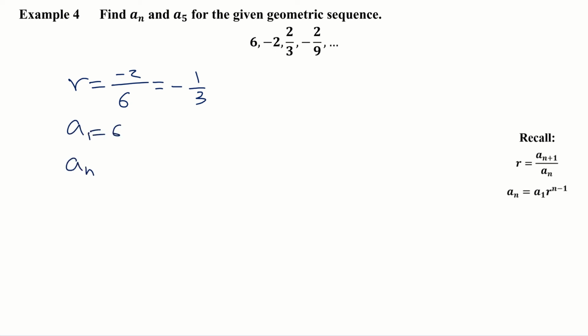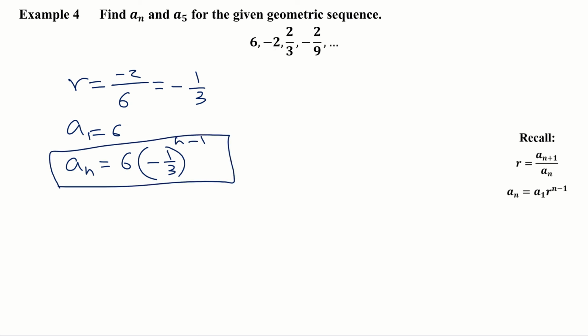We're ready to write the general term, an. That's going to be 6 times quantity -1/3 to the power of n minus 1. So there's our general term, or an, which is also the function that defines this particular sequence, right? And we now can easily find a5. We just replace n with 5 everywhere we see it in this formula.